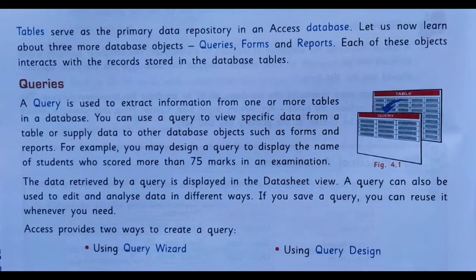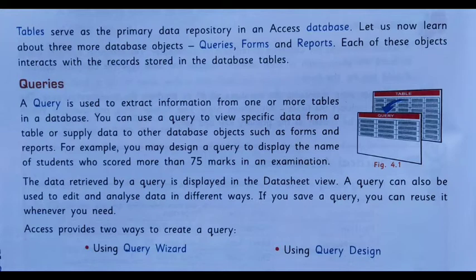Tables serve as the primary data repository in an Access database. Let us now learn about three more database objects: queries, forms and reports. Each of these objects interacts with the records stored in the database tables.